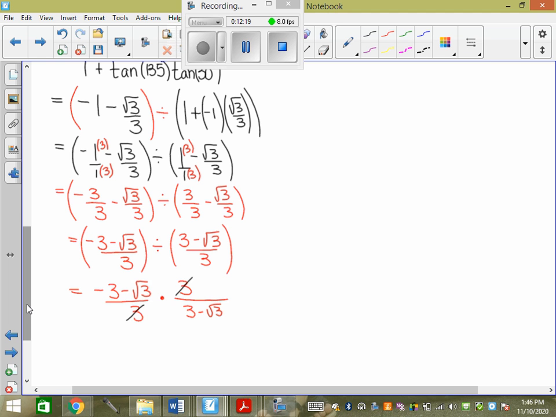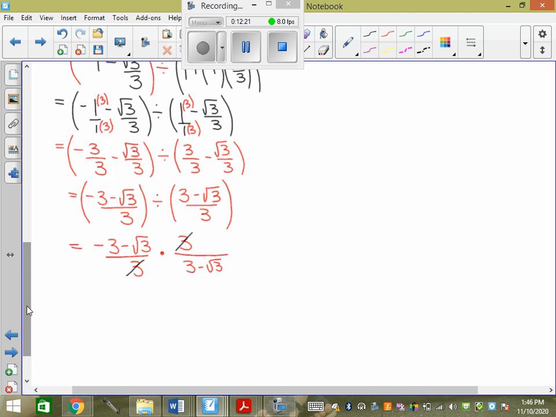These 3's can cancel, but that's the only thing that can cancel, because these don't match at all. They look similar, but they have to be the exact same in order to cancel. So if this was a 3 minus root 3, then I could cancel them. But because they're completely different, I can't. I have to go negative 3 minus root 3 over 3 minus root 3.